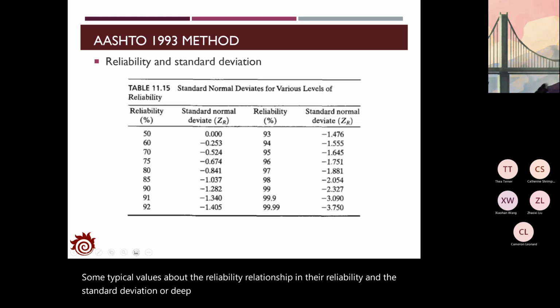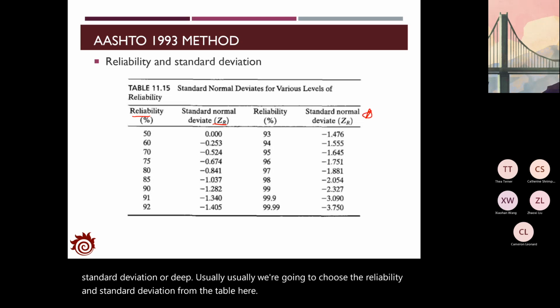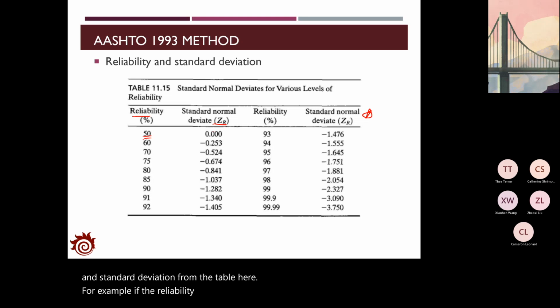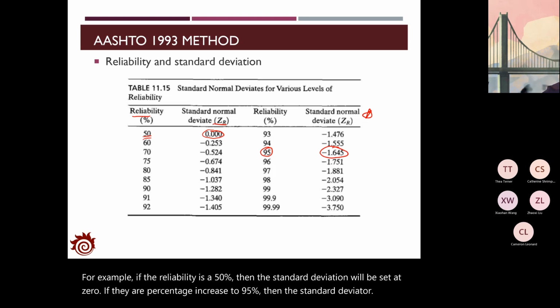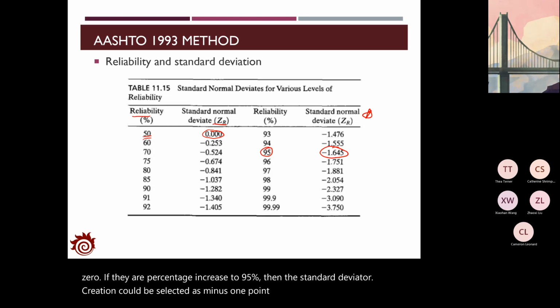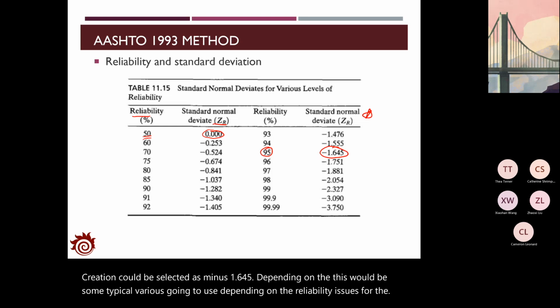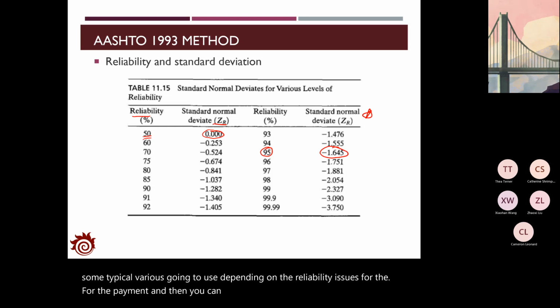Usually we're going to choose the reliability and the standard deviation from the table here. For example, if the reliability is 50%, then the standard deviation will be set as 0. If the percentage increases to 95%, then the standard deviation could be selected as minus 1.645. These are some typical values you're going to use, depending on the reliability you choose for the pavement, and then you can determine the standard deviation.